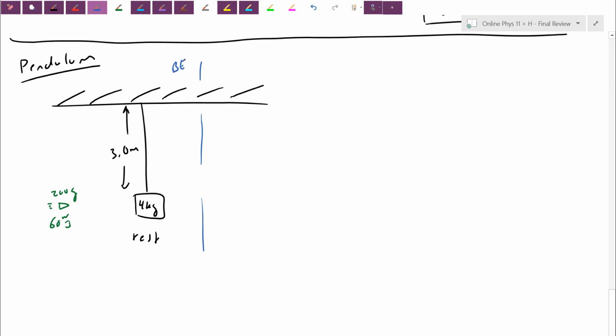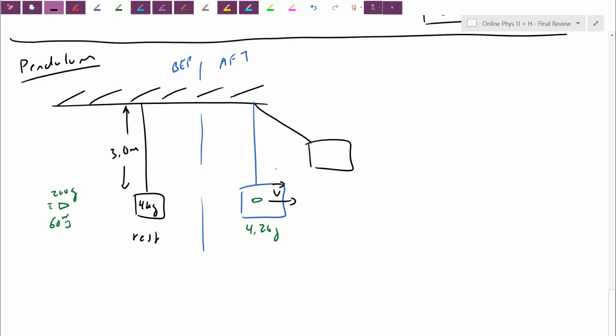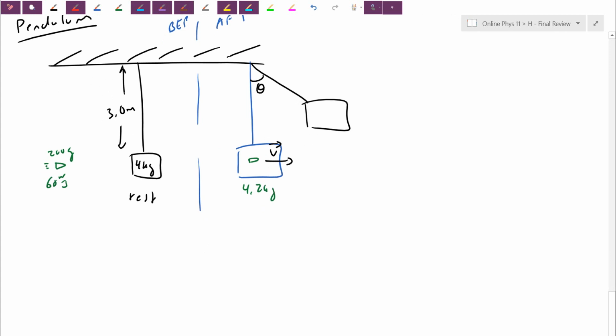Afterwards, the after picture is I have my string. The bullet gets sort of intertwined with the block itself, perfectly inelastic. I'm now going to be 4 kilograms plus 200 grams, so I'm now going to be a 4.2 kilogram mass. And now this pendulum here, it's going to have some velocity upon leaving here, and it's going to start swinging upwards, assuming the swing doesn't snap the string here. We want to actually calculate what this theta here is. Right? So let's just go through here.